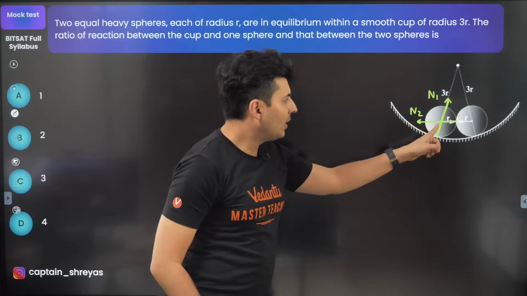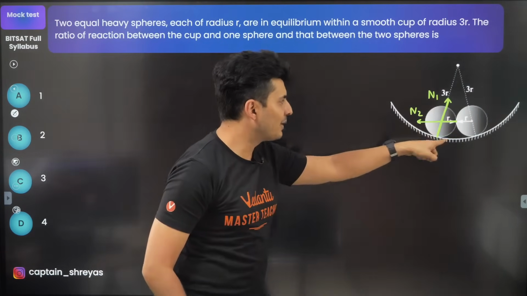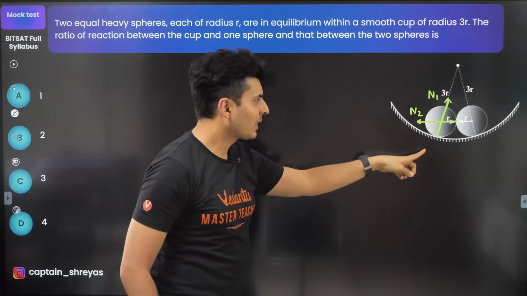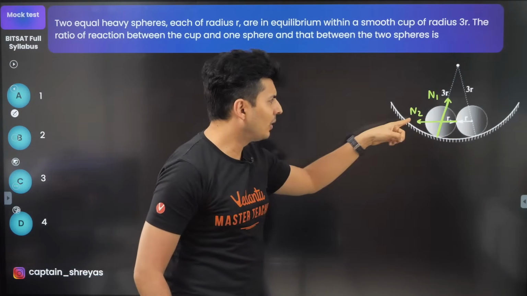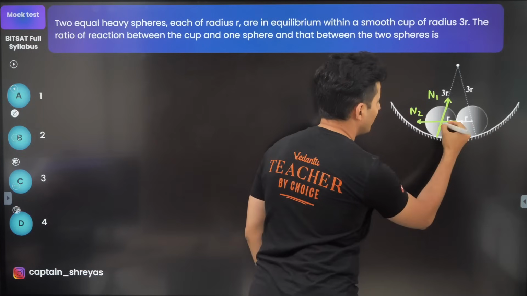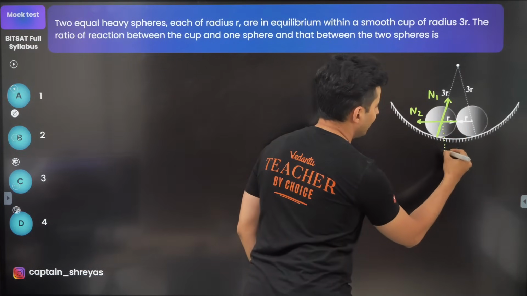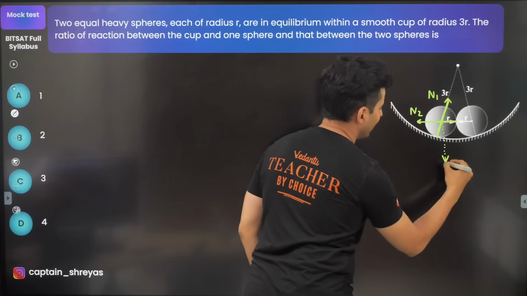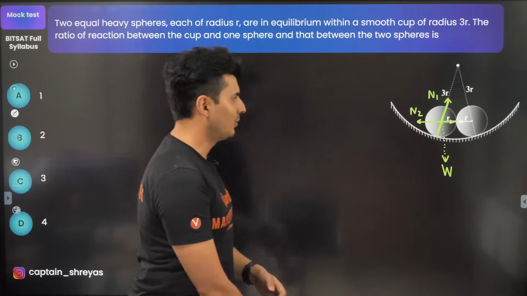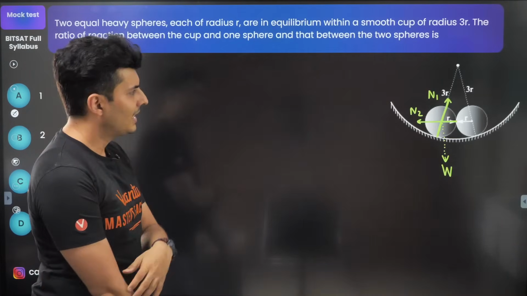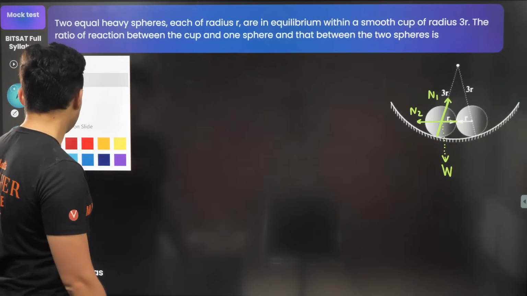Okay. Now I think I have almost drawn the free body diagram. The sphere will experience the normal forces, and yes, there will be one more force, do not forget, and that is nothing but your weight. So the weight will act downwards. Cool? Okay. Let's think about the angles and stuff like that.